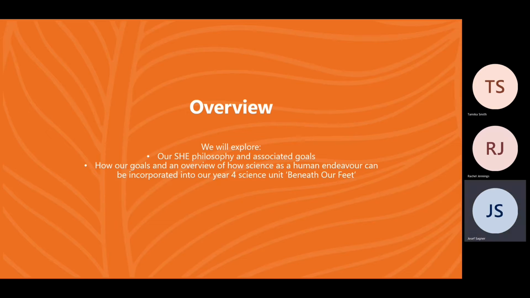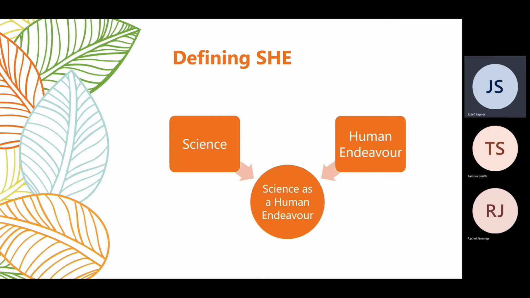Let's begin with what is science as a human endeavour. We'll first look at the definition of science and human endeavour. Science is a cumulative form of knowledge built upon by each generation to be more precise, accurate, and comprehensive. It is ever-changing. Human endeavour is concerned with striving to achieve something of significance.